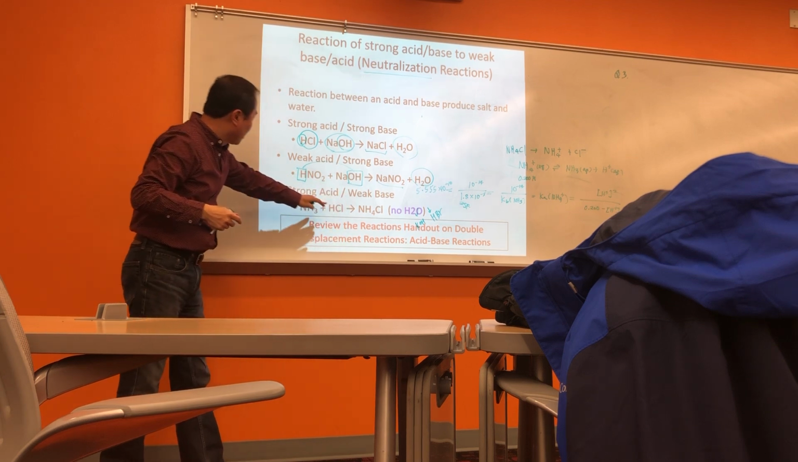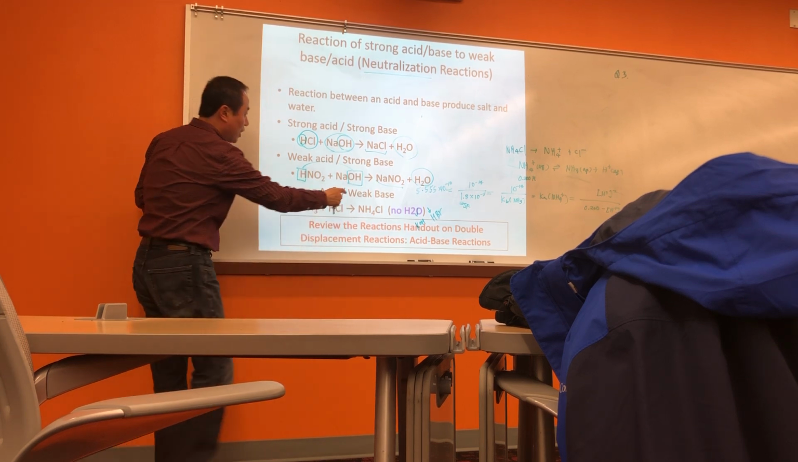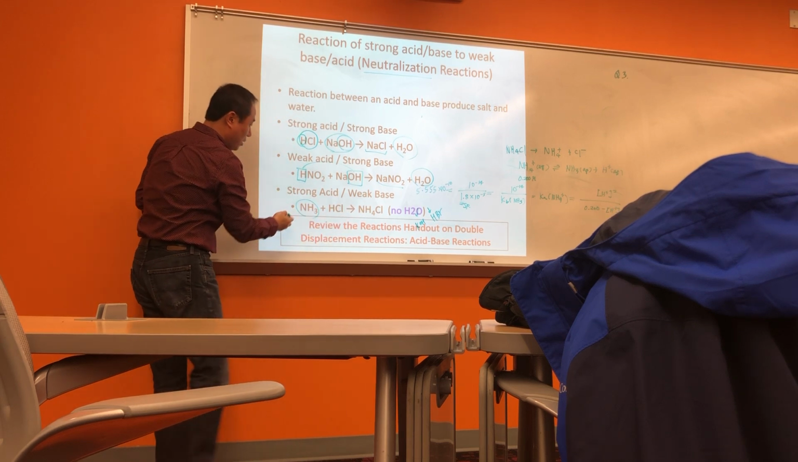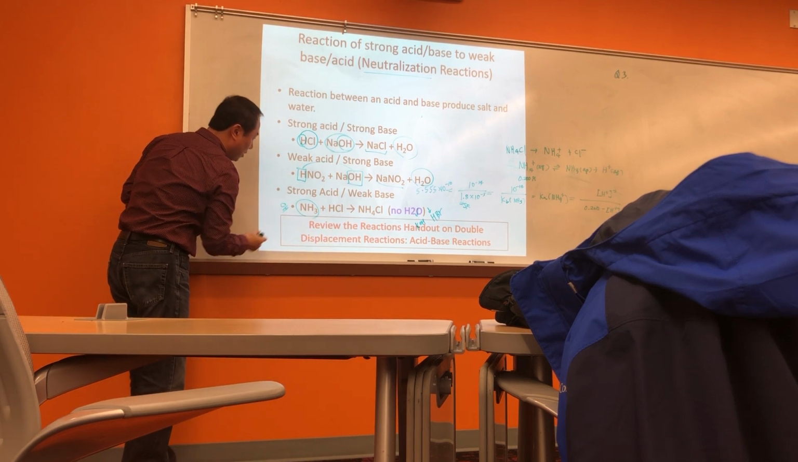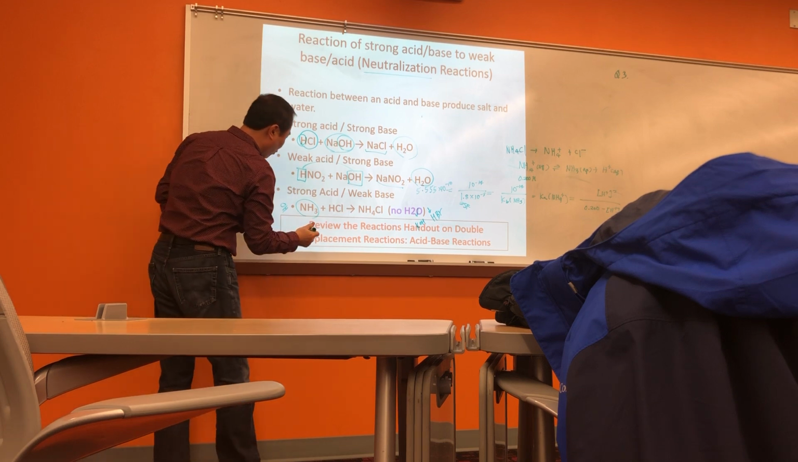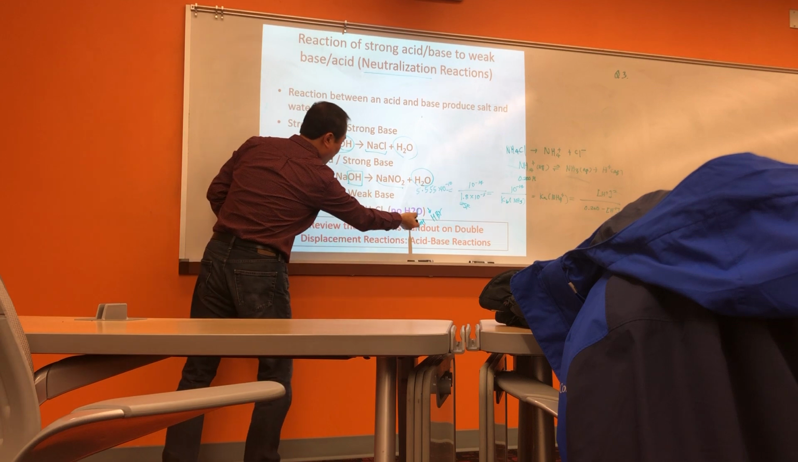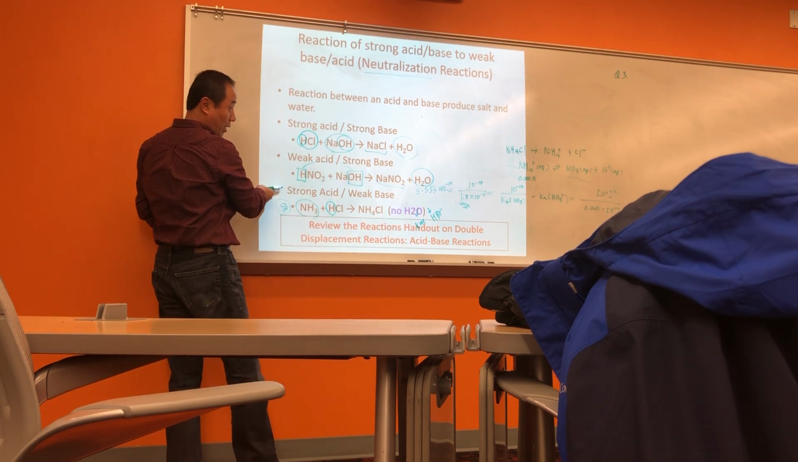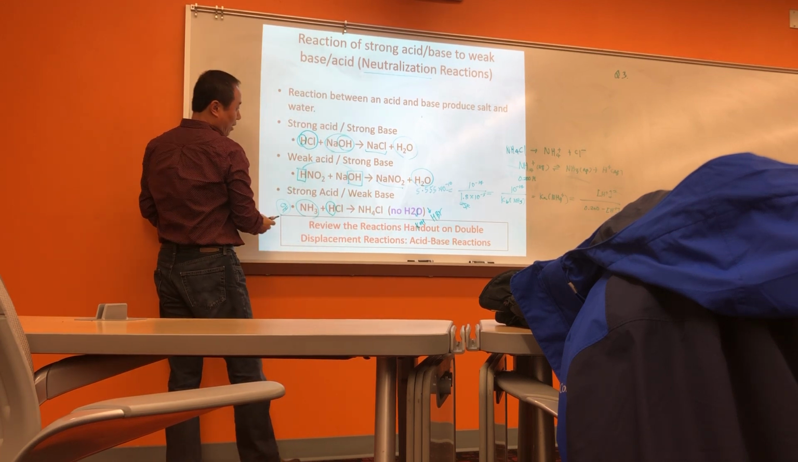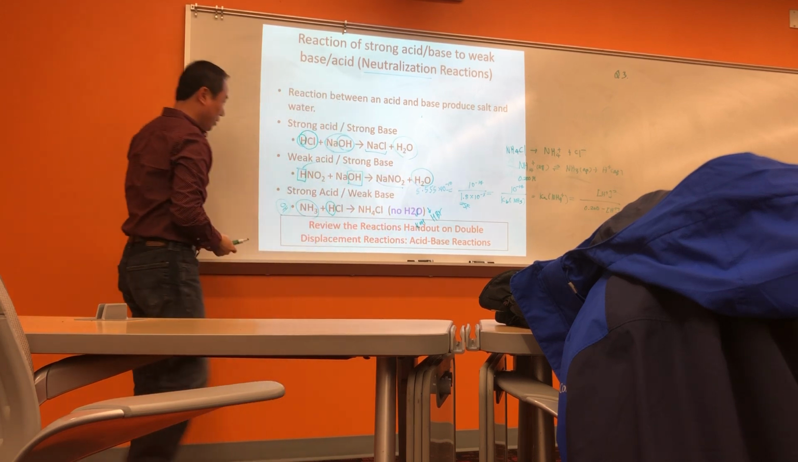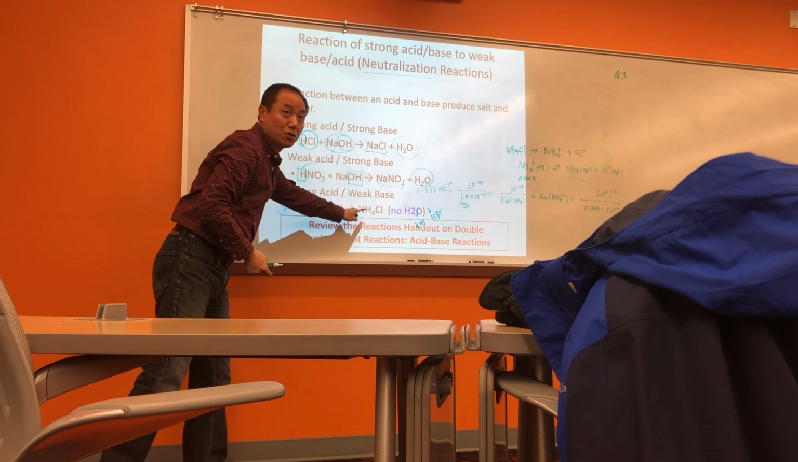When a weak base meets a strong acid, the weak base does not have hydroxide. Right? Ammonia is a weak base. It does not have hydroxide, so there's no way to make H plus and OH into water. So in this case, neutralization does not produce water. There's no water in it. Okay? It will just make salt.